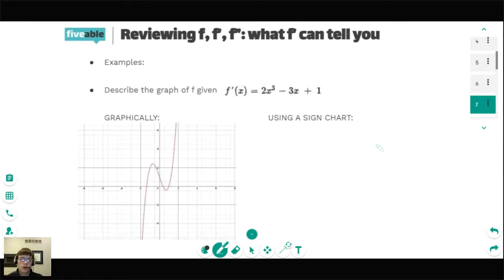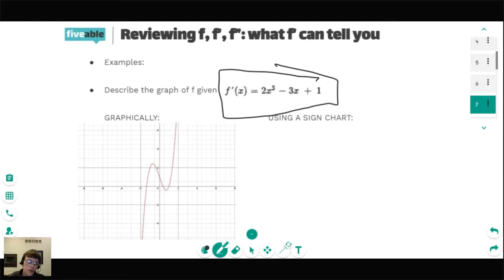All right, so let's look at what f prime can tell you given an example problem. Given we have this f prime rule, we're going to say, tell me all you can about the graph of f. There are 2 ways to do this, as with many things. You can do this graphically, looking at a graph of a function, or using something called a sign chart. First, looking at this graphically, this is a graph of f prime of x.